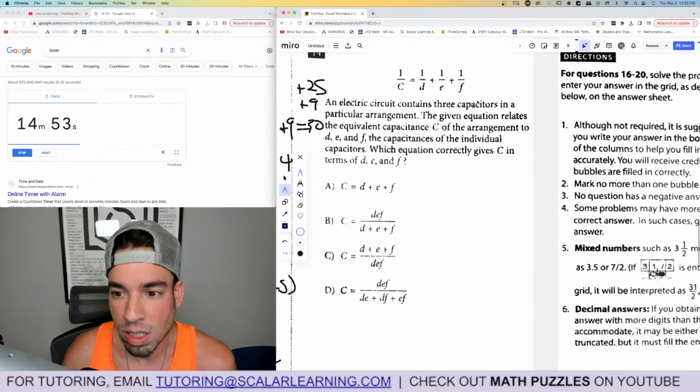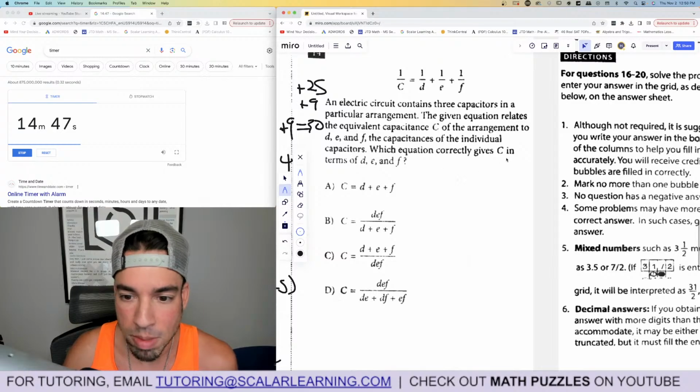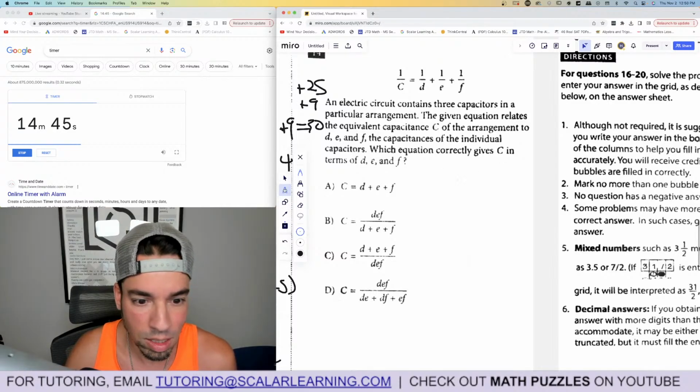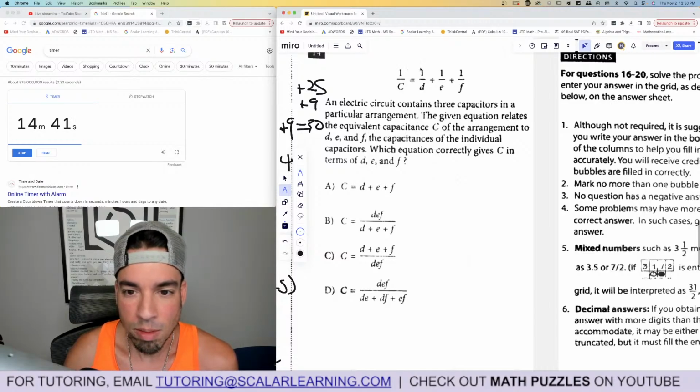An electric circuit contains 3 capacitors. Which equation correctly gives C? Okay, isolating quantities question, amazing. So we're isolating C, let's do it. We're going to need common denominators on the left side.